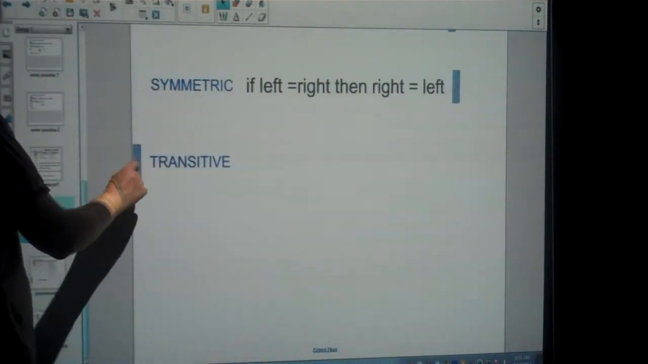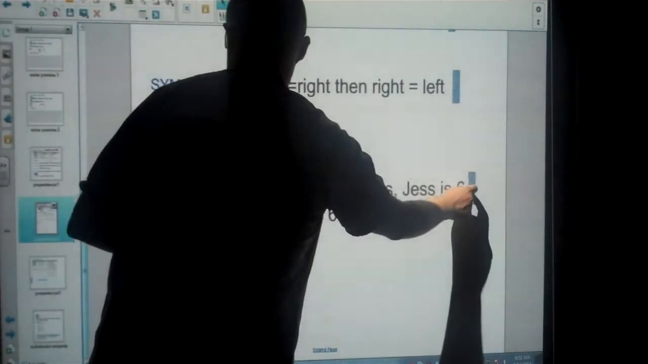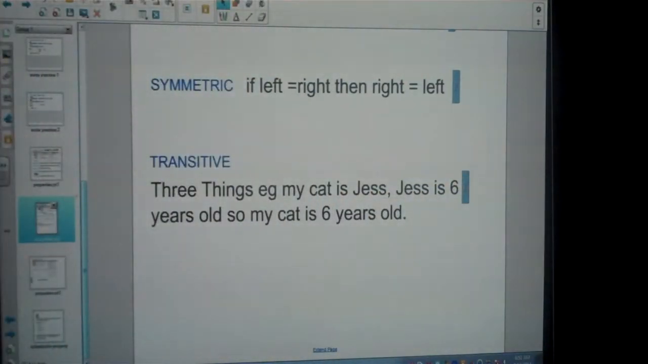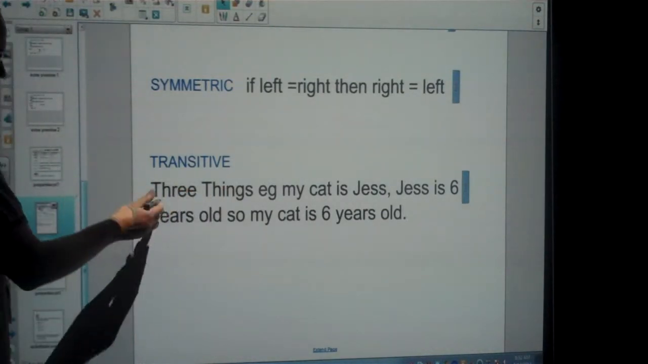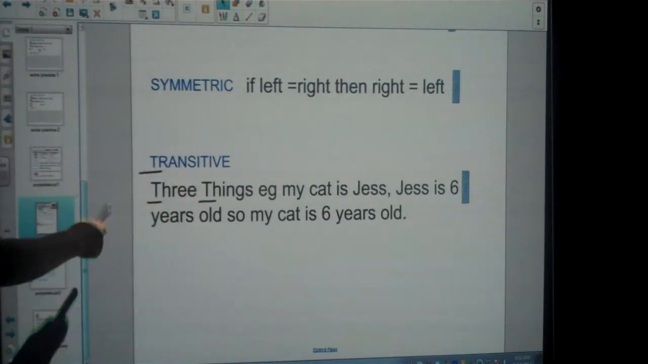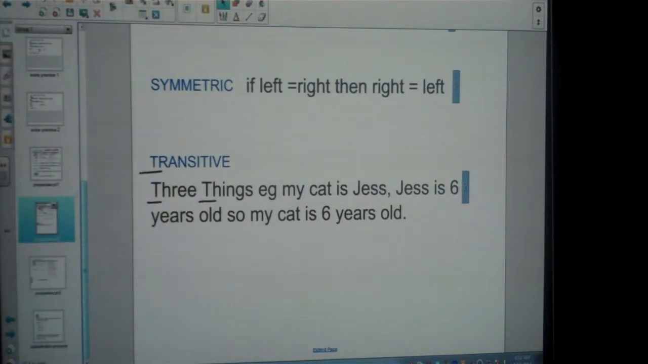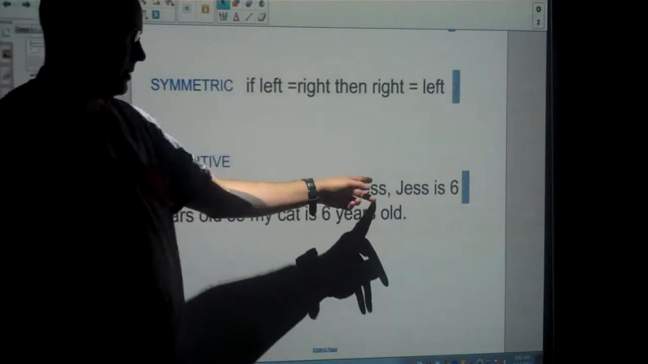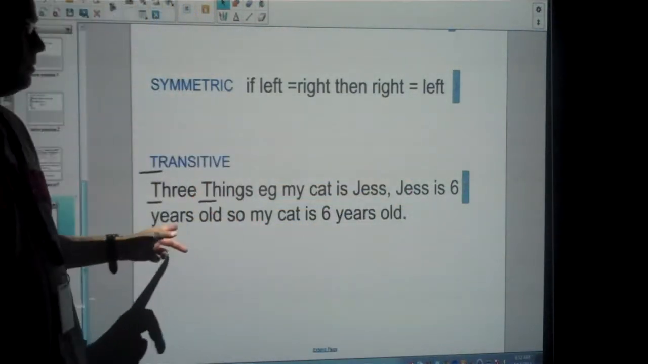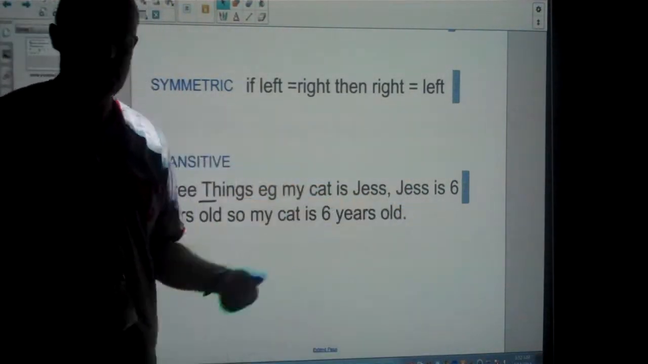Transitive, this is when there's three properties together. Basically it says A implies B, B implies C, and then A implies C. So I always look for three things, and I'm trying to emphasize the T's here, because transitive also starts with T. If I told you my cat is Jess, and I told you that Jess is 6 years old, you know that my cat is 6 years old.